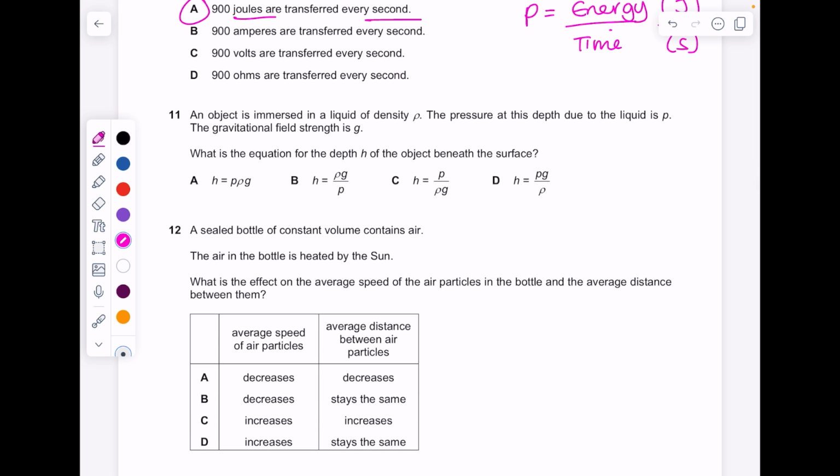An object is immersed in a liquid of density ρ. The pressure at this depth due to the liquid is P. The gravitational field strength is G. What is the equation for the depth h of the object beneath the surface? So pressure difference is density times height times gravity. So rearrange that to make height the subject of the formula. So we can see that the answer here is C.